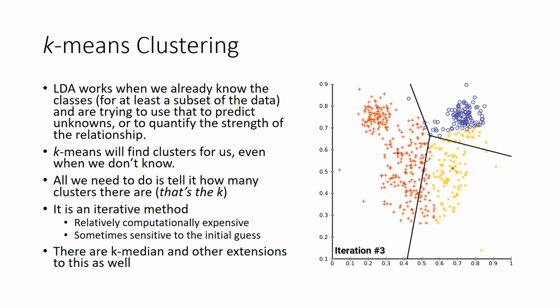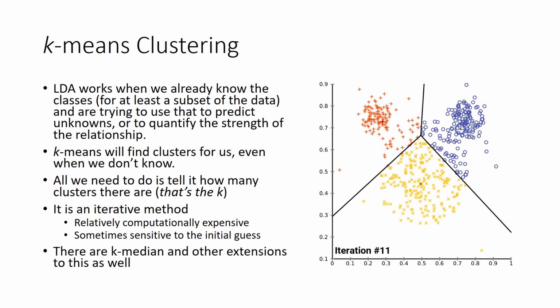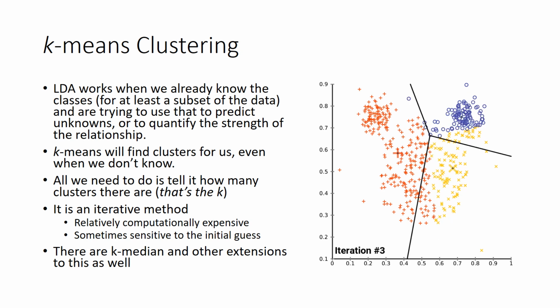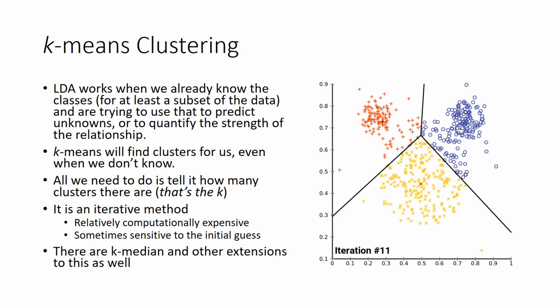So another approach to classifying things is k-means clustering. This is probably one of the most powerful and yet simple techniques that exists. It's strongly related to linear discriminant analysis, and so hopefully you're going to find this to be a powerful approach. And we'll talk about how this applies to geographic data in a second.